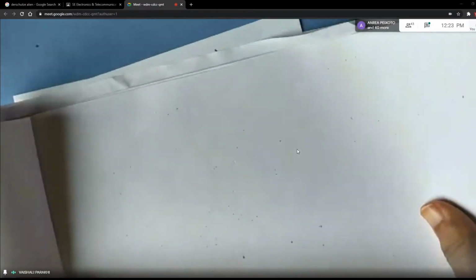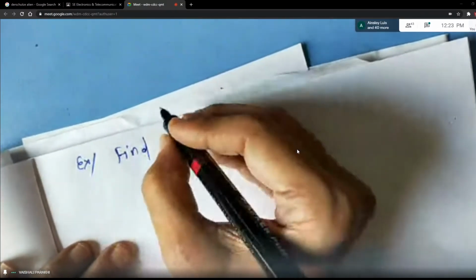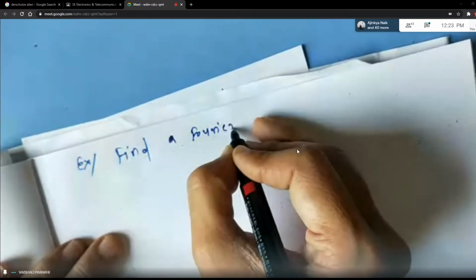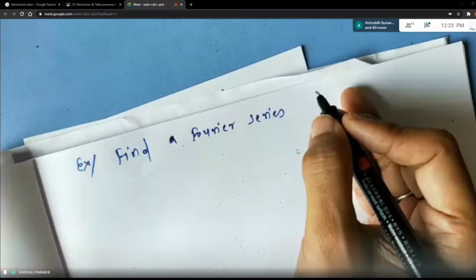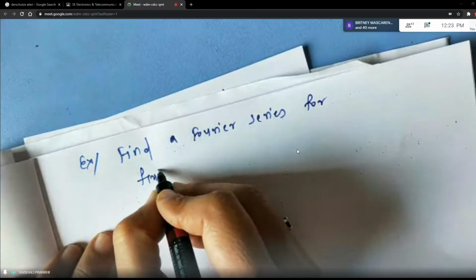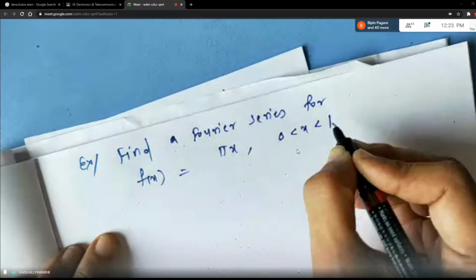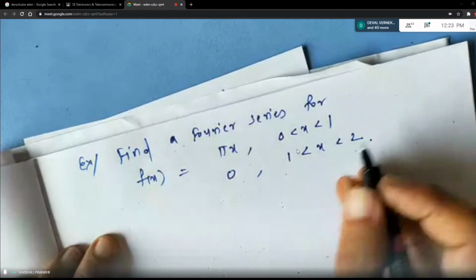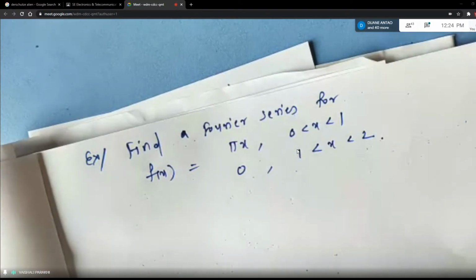Take down the problem, students. Find a Fourier series for f of x is equal to pi x, 0 less than x less than 1, and 0, 1 less than x less than 2. Okay. So this is the given problem.